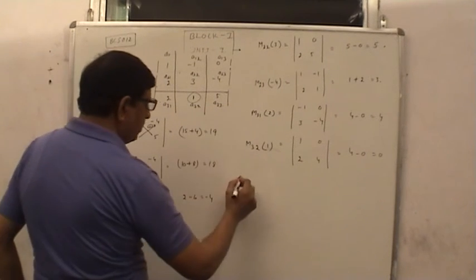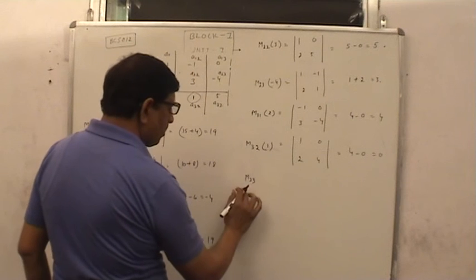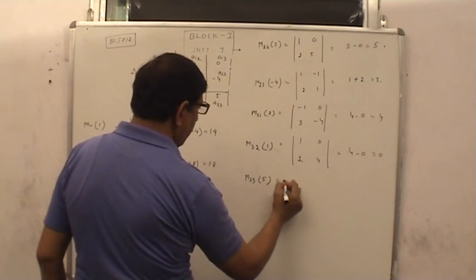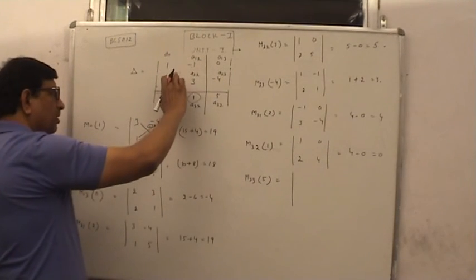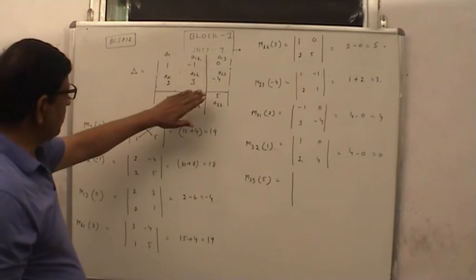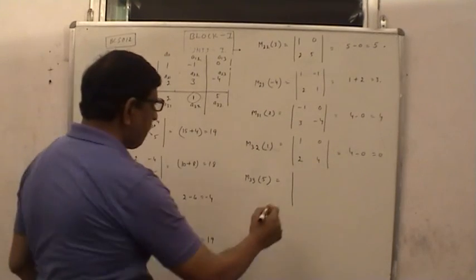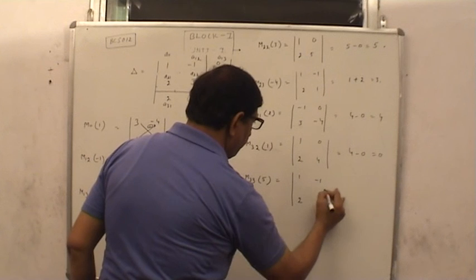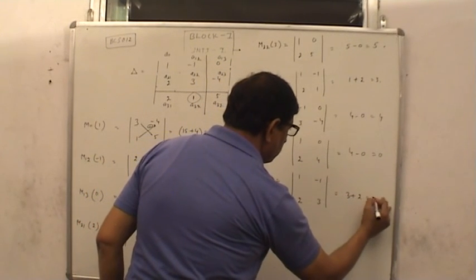Then the last element, the member of the third row and the third column, and its value is 5. How to find its corresponding elements? Again, remove the first line. Now see, it is clear the elements which are out of trap are 1, 2, -1, 3. Evaluate them. It is 3 plus 2 is equal to 5.